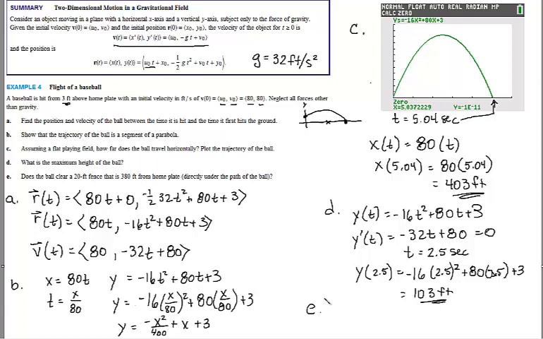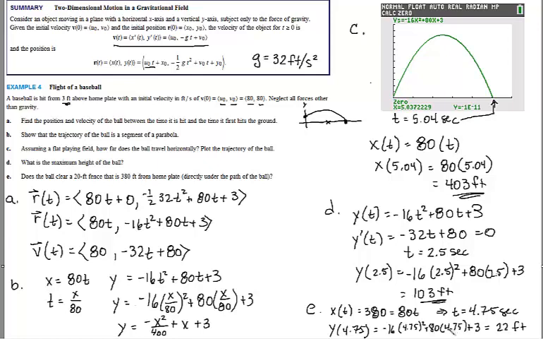E asks, does the ball clear the 20-foot fence? That's 380 feet. Alright, so what time is that at, x of t when x is 380, and that x function was 80t? So that means when t equals 4.75 seconds, and I need to know how high it is, so just y of 4.75. Alright, I got 22 feet when I plugged that in, so yes, it would clear that fence. Alright, on to the next one.